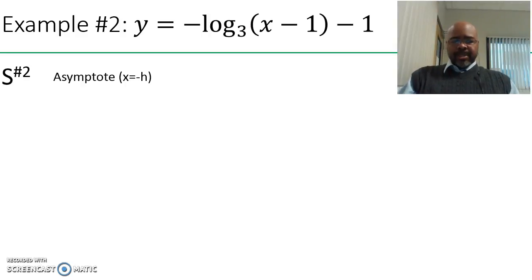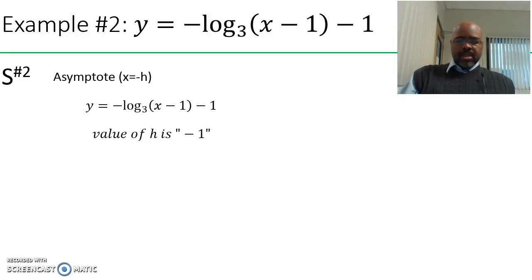So now we're going to look at our asymptote. Under our asymptote, h is negative 1. So remember, for the asymptote, x equals the opposite of h. So if h is negative 1, then my asymptote is going to be x equals 1.